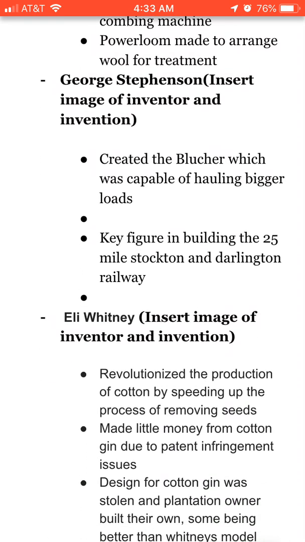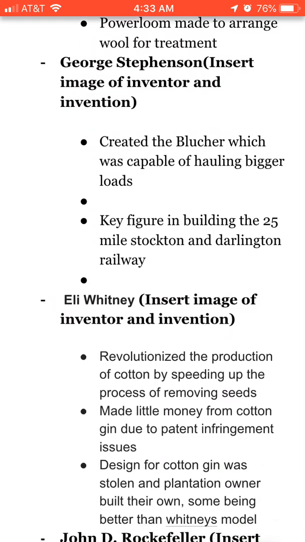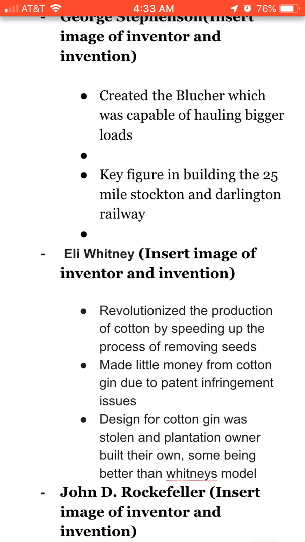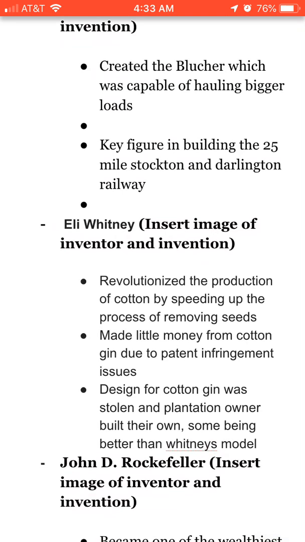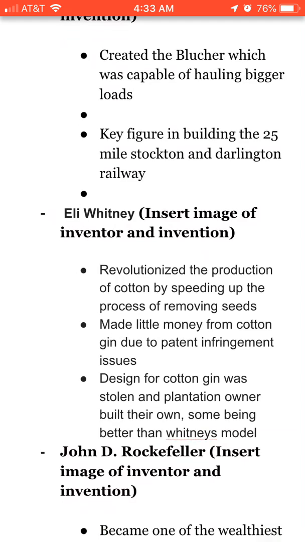Then there was Eli Whitney. Eli Whitney revolutionized the production of cotton by speeding up the process of removing seeds, and he did this by creating something called a cotton gin. He made little money from the cotton gin due to patent infringement issues, and his design ended up getting stolen later on, and plantation owners built their own, some being better than Whitney's model.